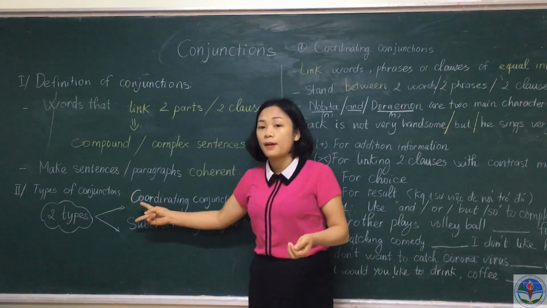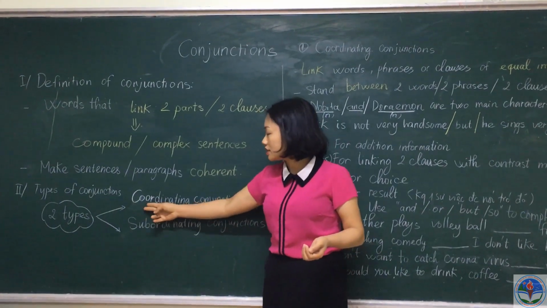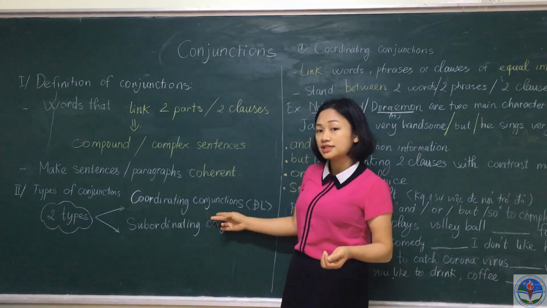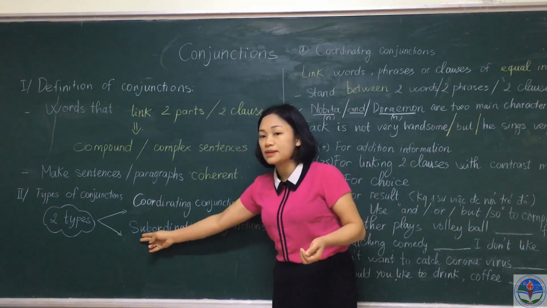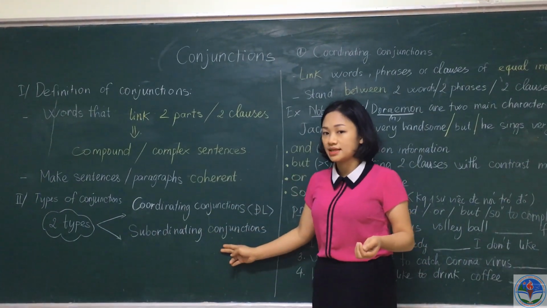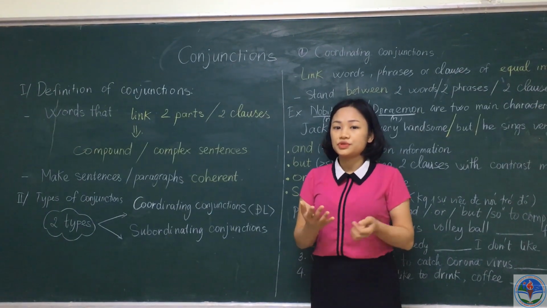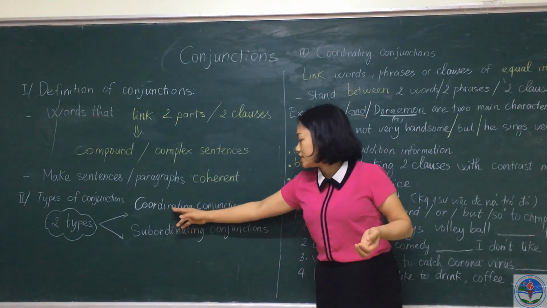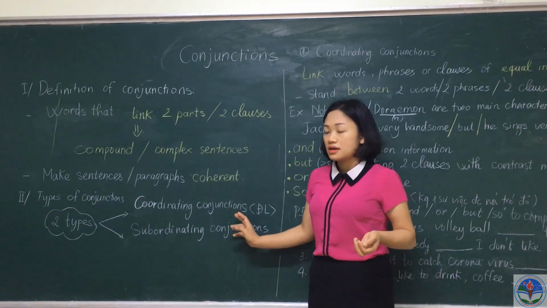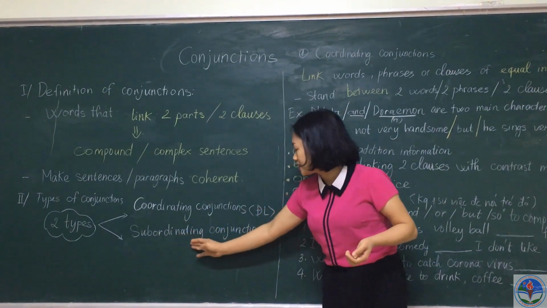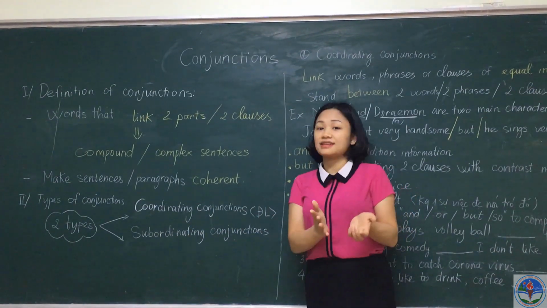There are two types of conjunctions. The first one is coordinating conjunctions. The second one is subordinating conjunctions. Within today's lesson, I'm going to introduce you more about coordinating conjunctions. And about subordinating conjunctions, I'm going to teach you in the next lesson.